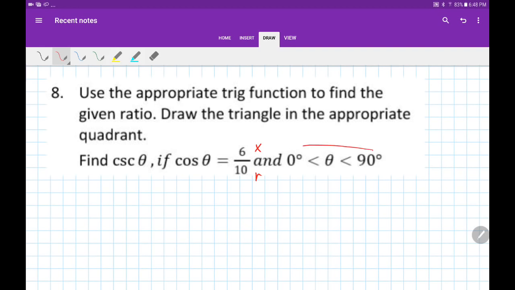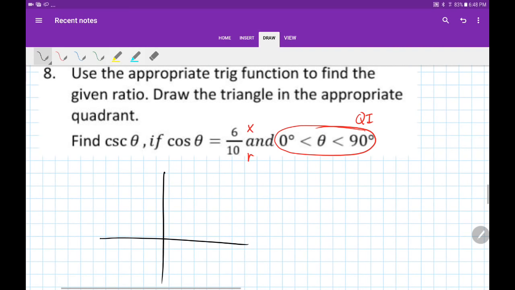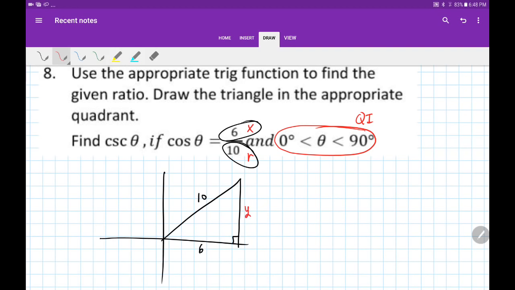Next, they're giving me some information about the quadrant. They're saying you're between 0 and 90 degrees. That means I'm in quadrant 1. So we'll start sketching based on the information we have. In quadrant 1, I'll draw my angle. My x is 6. My r is 10. And what I don't know is what my y is.